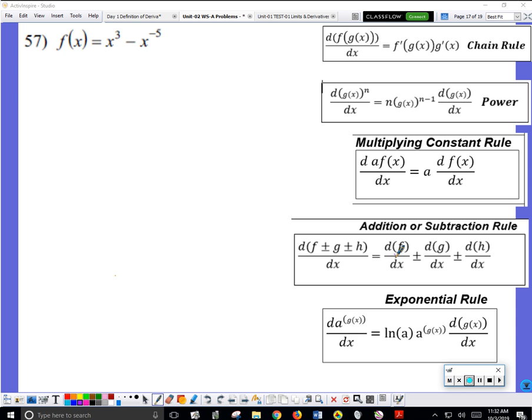Okay, first step is always the same. I'm trying to find the rate of change. So I want change in y divided by change in x.